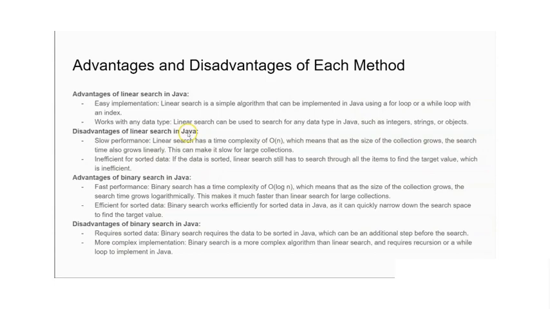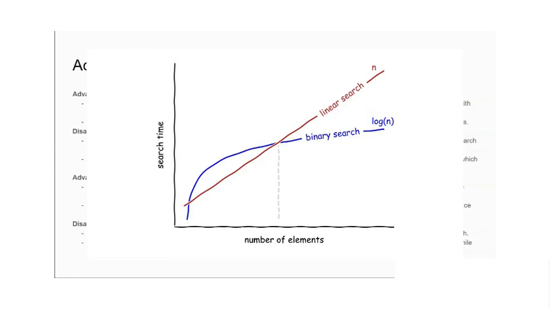What are the advantages and disadvantages of each method? So, linear search is easier to implement, and it works with any data type, even unordered lists. Some disadvantages of linear search is it can be slower than binary search, because linear search uses a linear function, O of n, whereas binary search uses a logarithmic function, O of log n, which kind of cuts off, if you know what a log function looks like.